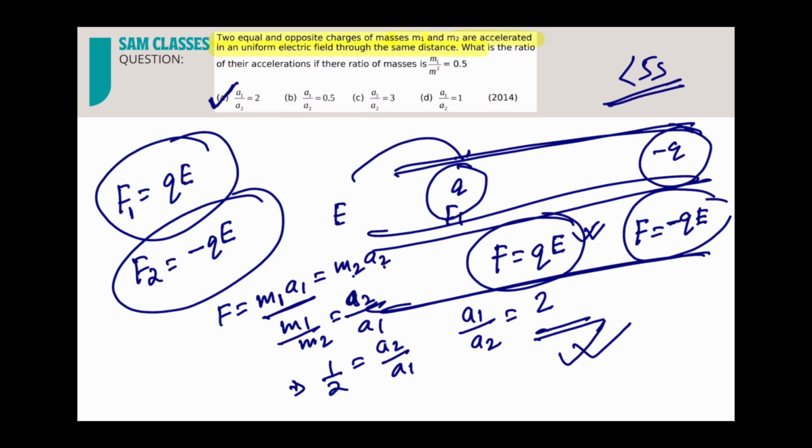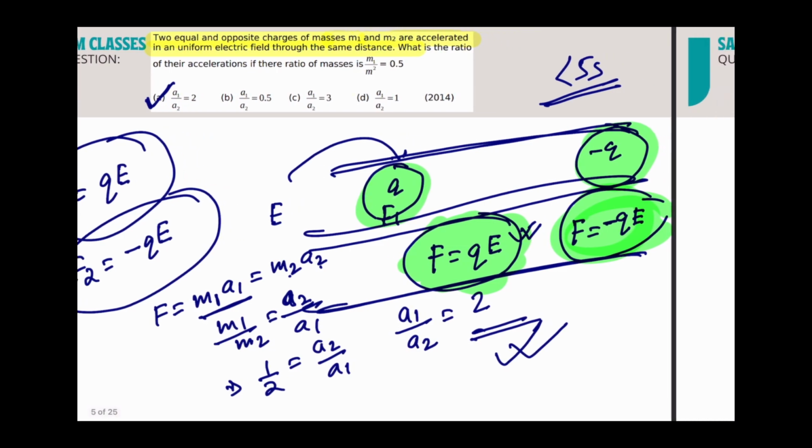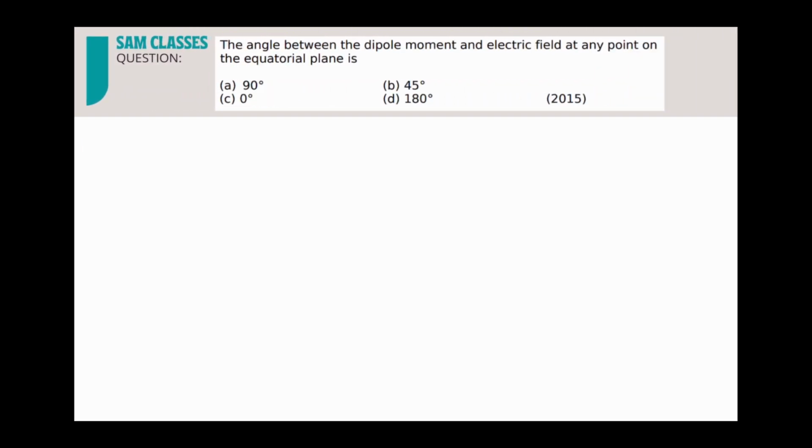Once you know this concept, what is the most important concept here? That whenever a charge is kept in a uniform electric field, the force on it is the same, student. The magnitude of the force is the same. Now let's see the next question that we have here.